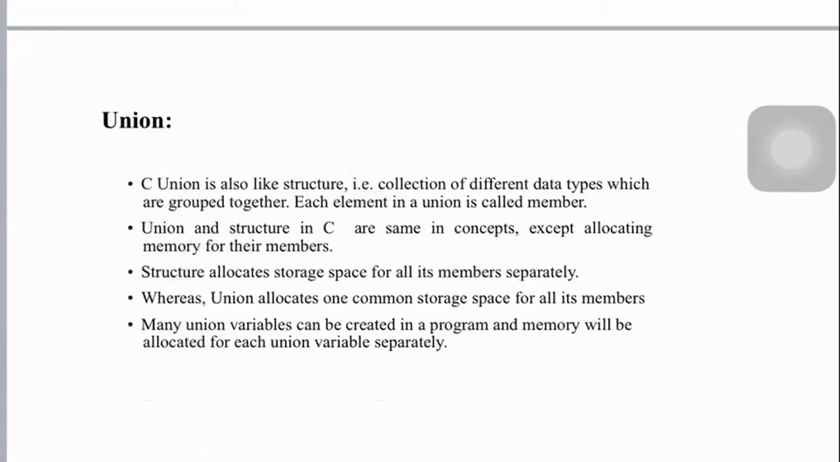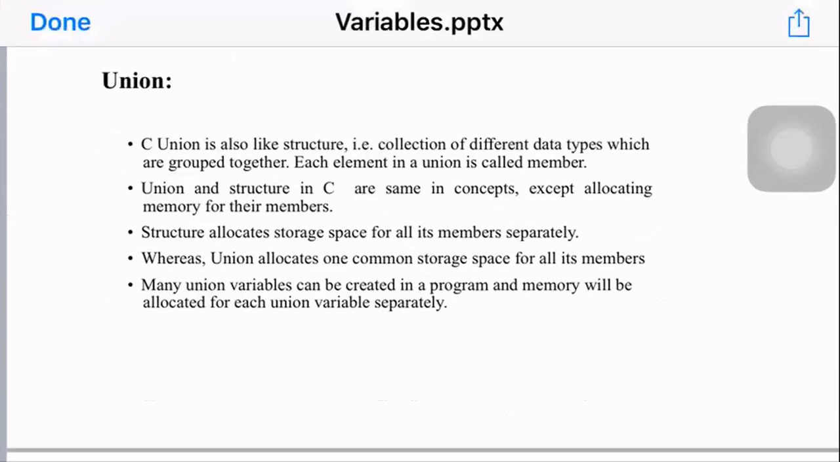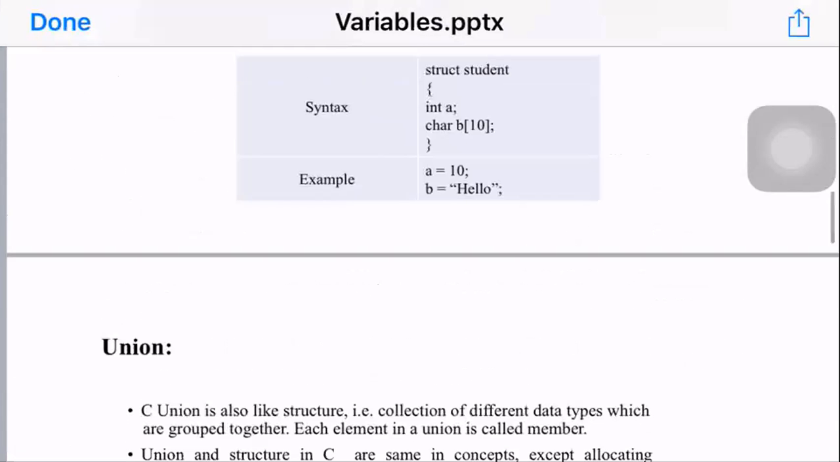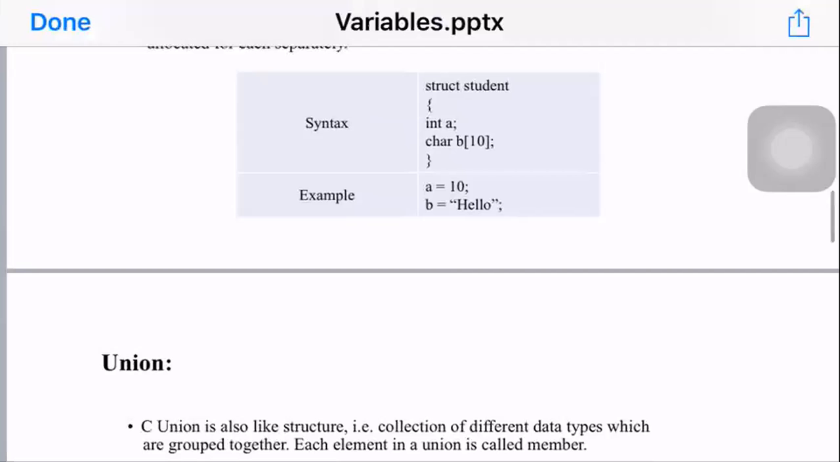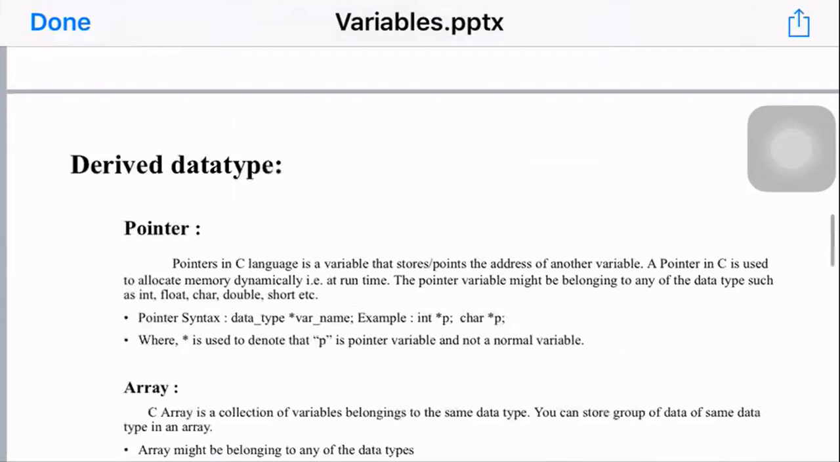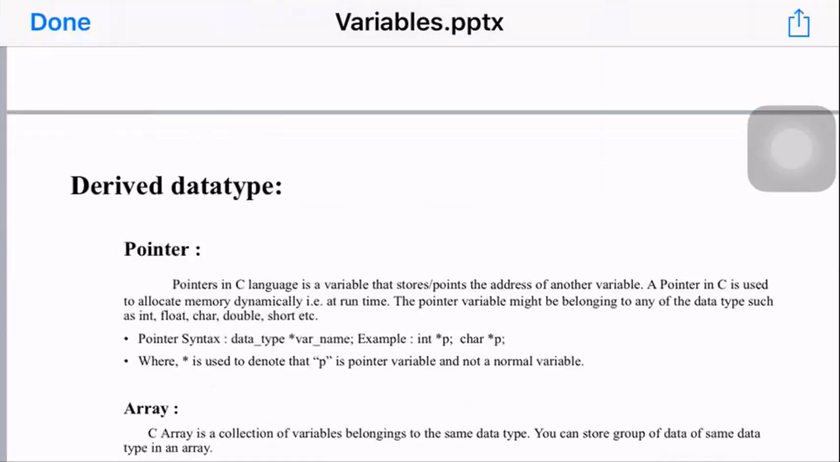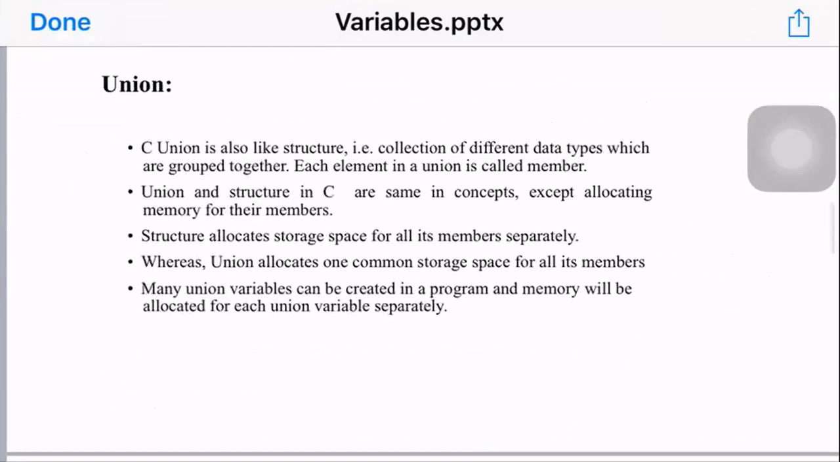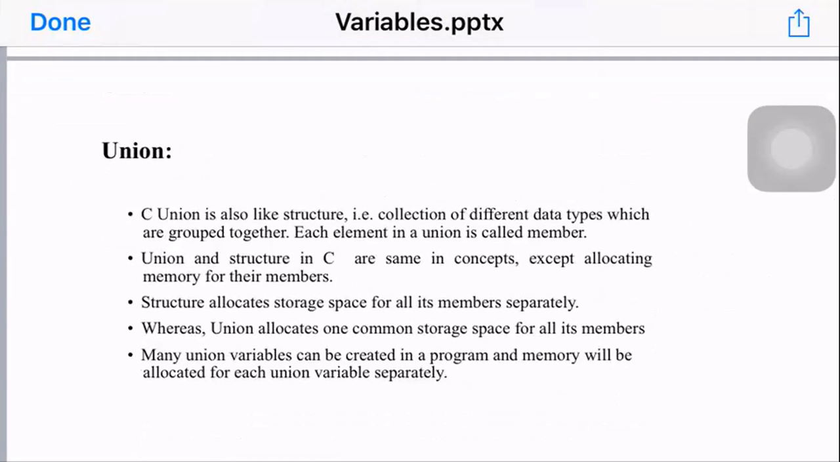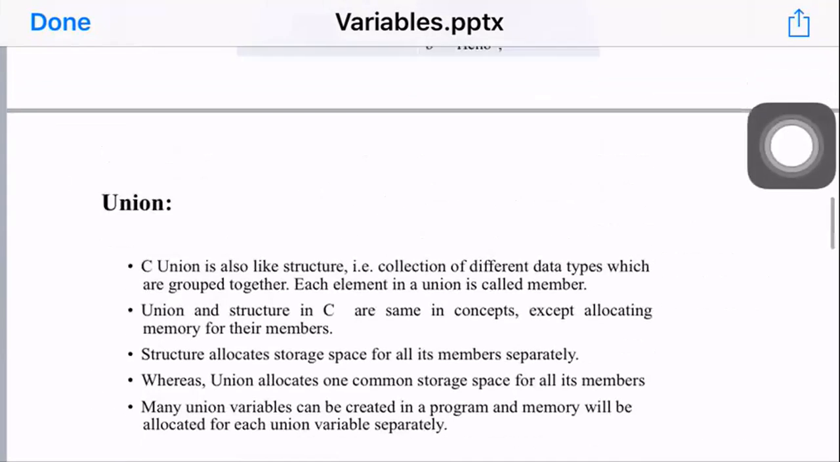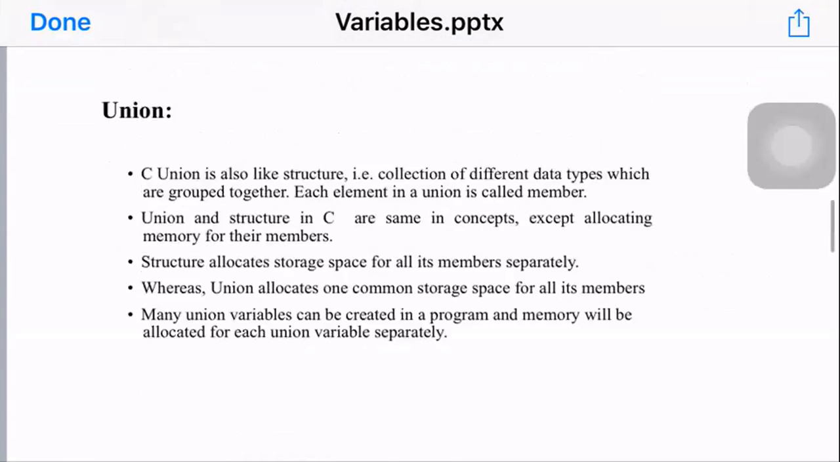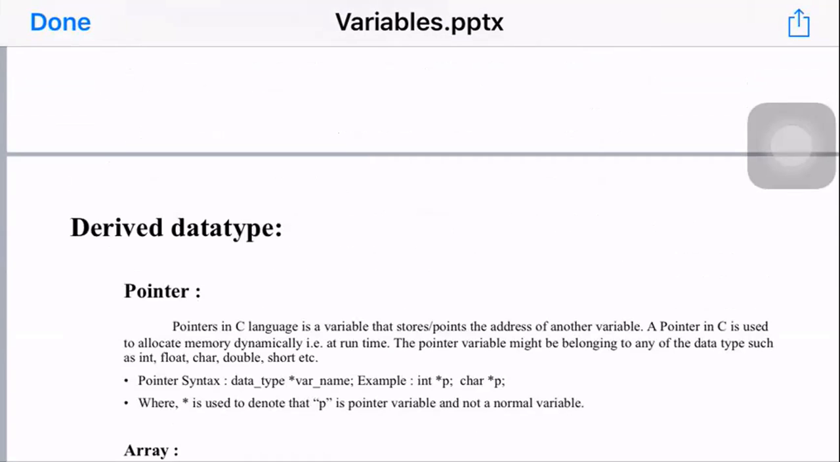Coming to the union, it is like a structure. First you explain the structure, then union will be understood. Well, I will tell you about the derived data types first, and last I will tell about the union data type. It was first showing that C union is also like a structure, so first we understand the structure, then it will be easy to understand union. So I will tell you later about union. Next I'm telling about derived data types.